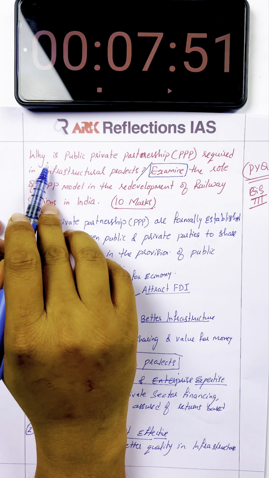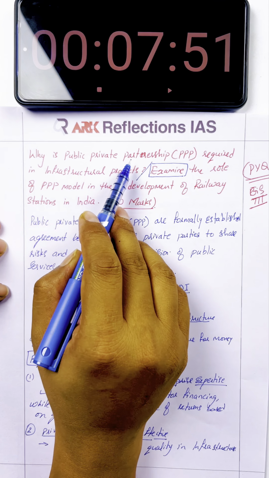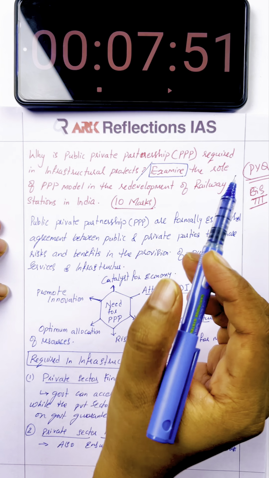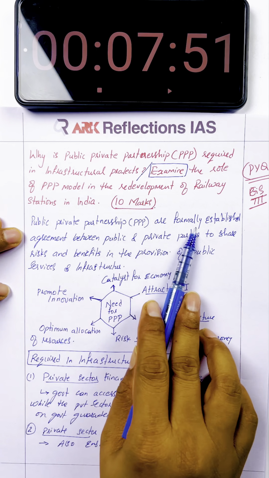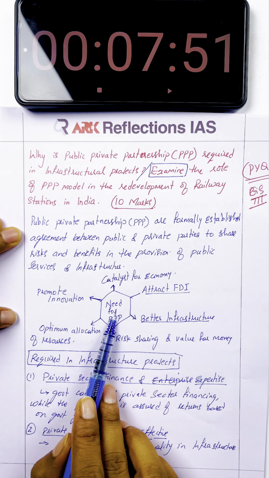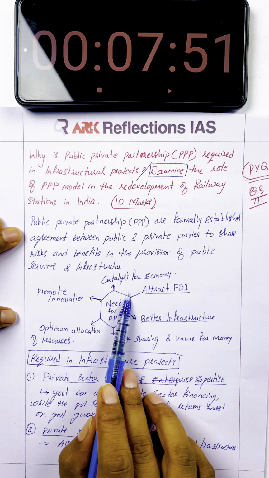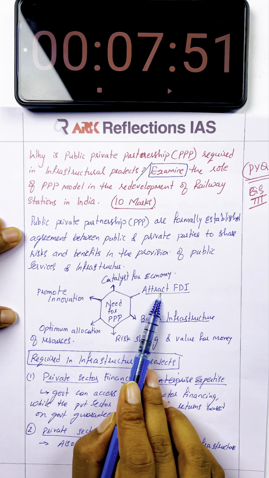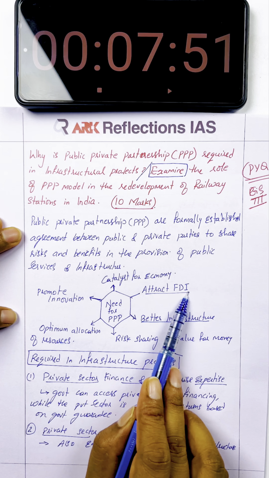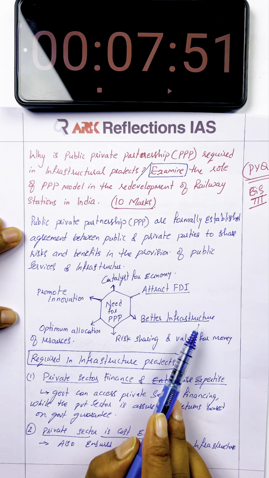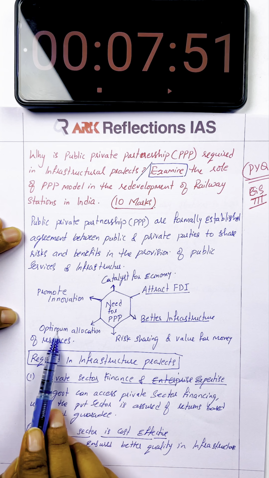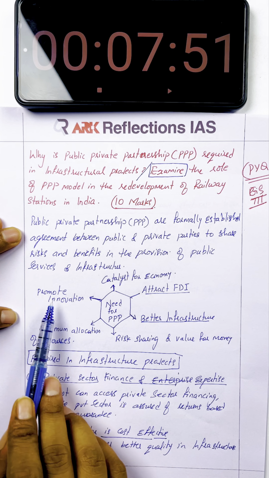The first part of the question asks why there is a requirement of PPP in infrastructural projects. So first I have defined what the PPP model is and then the need for PPP. It acts as a catalyst for the economy, it attracts FDI, better infrastructure can be built. Risk sharing will be there, optimum allocation of resources can be done, and it promotes innovation.